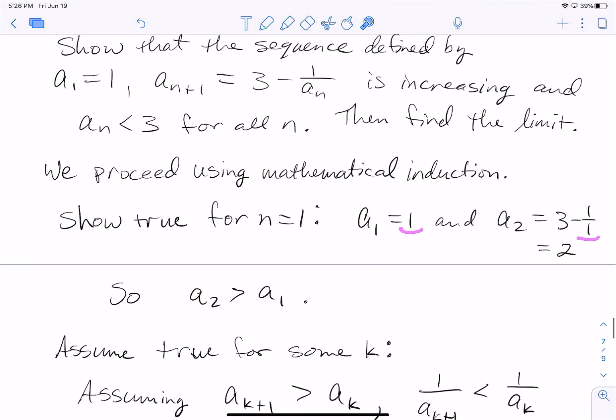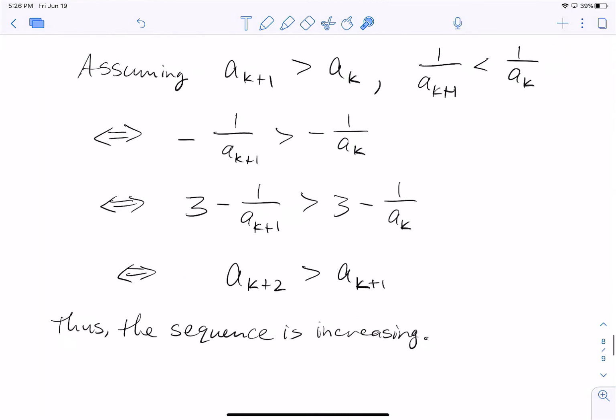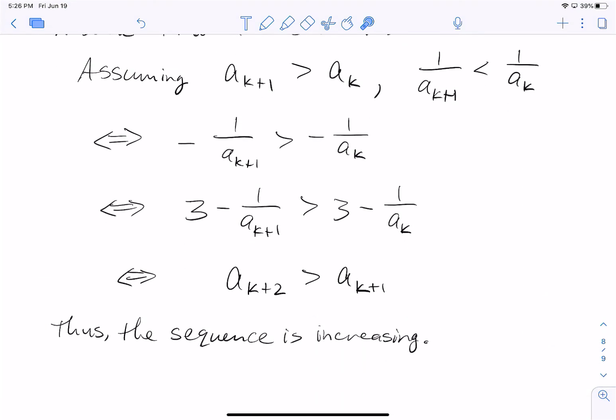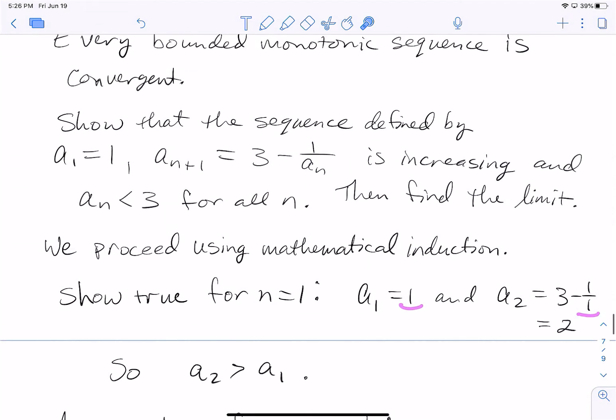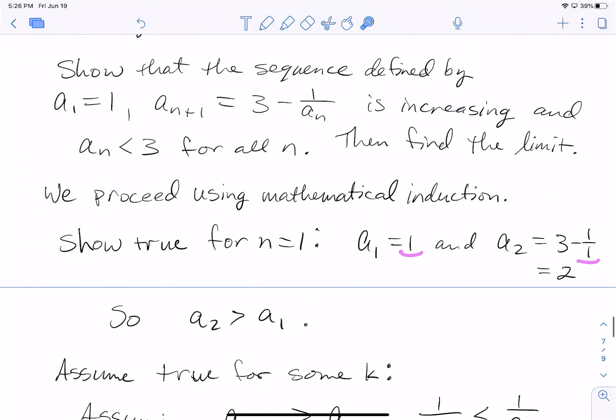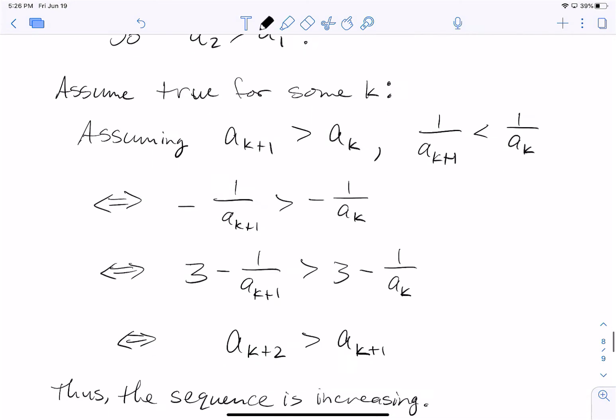I didn't use a derivative here, right? If we want to show that something is increasing, we could differentiate and show that the derivative is positive. I can't use a derivative for a couple of reasons. Number one, I don't have a continuous function, right? This is a sequence. But number two, and it's more important, I can't just turn this into an a sub x because this is a recursively defined sequence. There's no function definition that I can give you that we could actually differentiate. So we didn't really have much choice but to use mathematical induction.